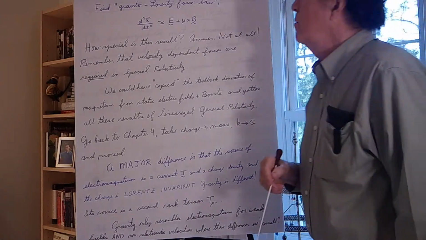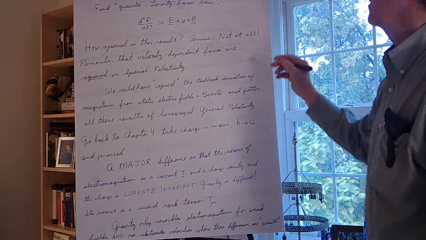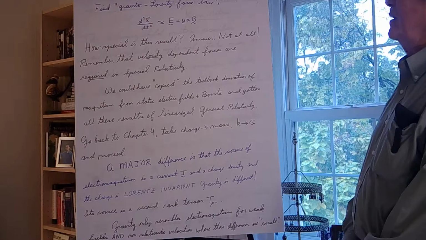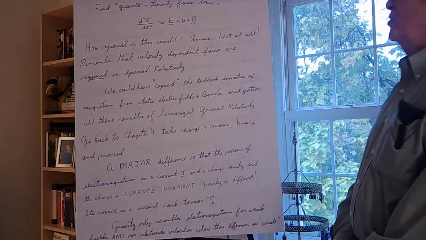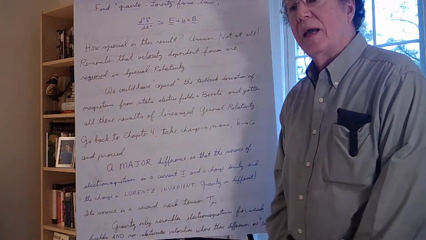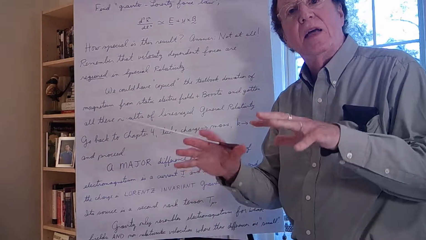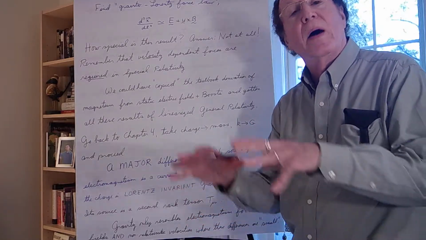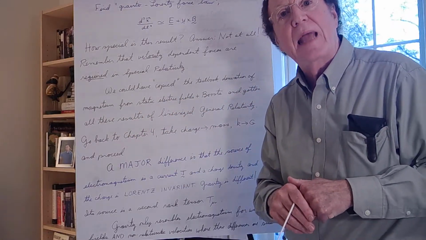So then I can ask, how special is the result? Well, it's not special at all. Velocity dependent forces are required by special relativity, where we're dealing with a problem in linearized gravity, where I can think of the gravity field not as part of the metric, but as part of a field which is propagating in a flat metric, in a Minkowski metric.